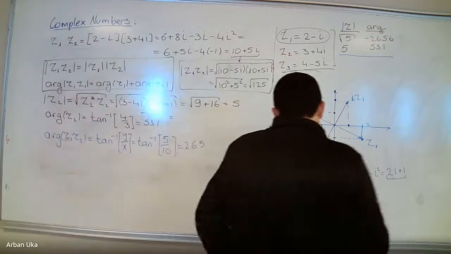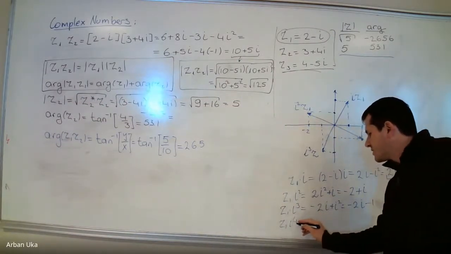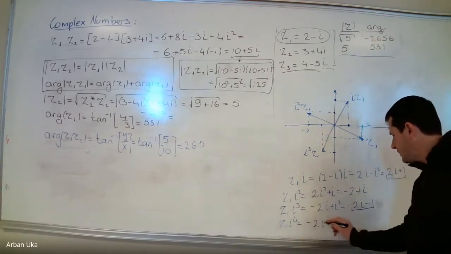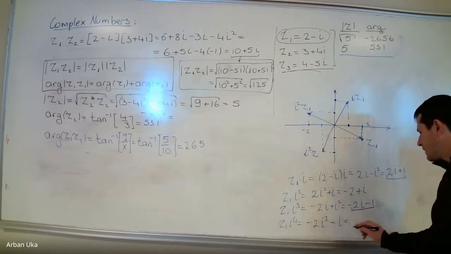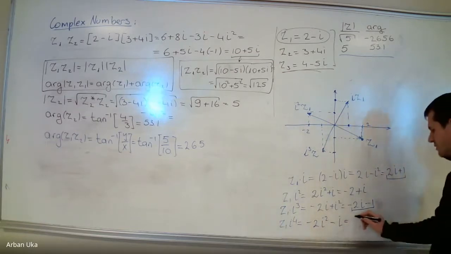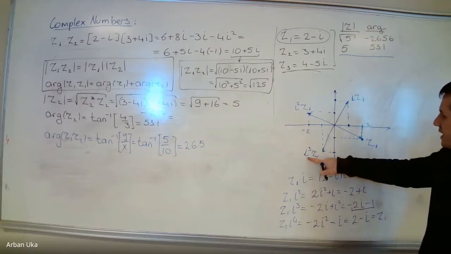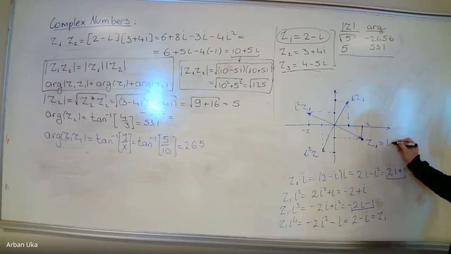Now, let's multiply again z1 by I to the power 4. This is equal to, let's multiply this number by I. We get minus 2 I squared minus I. Minus 2I squared, it is 2. So 2 minus I, that's correct, which is equal to z1. So, by multiplying this number by I, we get to this point where we started, which means that this is equal to I to the power 4 times z1.